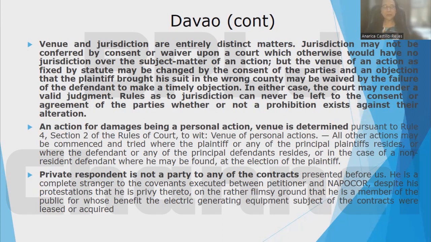Jurisdiction is not conferred by consent or waiver upon a court, but the venue of an action as fixed by statute may be changed by the consent of the parties, and an objection that the plaintiff brought his suit in the wrong county may be waived by the failure of the defendant to make a timely objection. In either case, the court may render a valid judgment. Rules as to jurisdiction can never be left to the consent or agreement of the parties whether or not prohibition exists against their alteration. An action for damages being a personal action, venue is determined pursuant to Rule 4, Section 2 of the Rules.